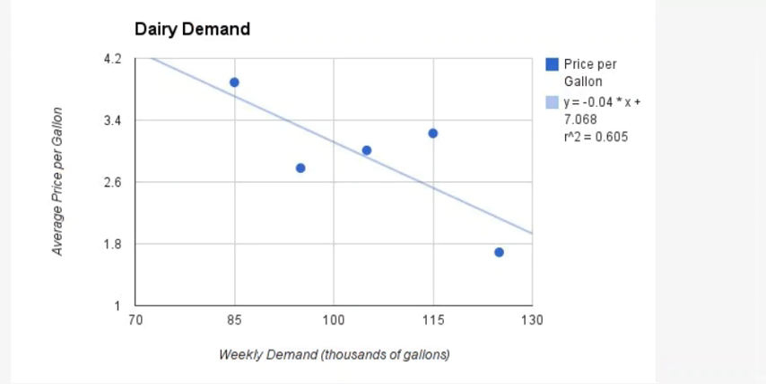Here's another question where we're given data. We have a trend line, and we're being asked to match the trend line to the equation. So here we're given the equation, y equals negative 0.04 times x plus 7.068. So the slope, the m, is negative 0.04, and the y-intercept, the b, is 7.068.